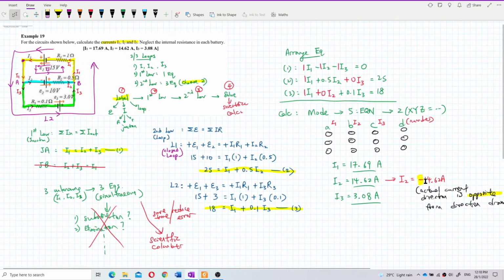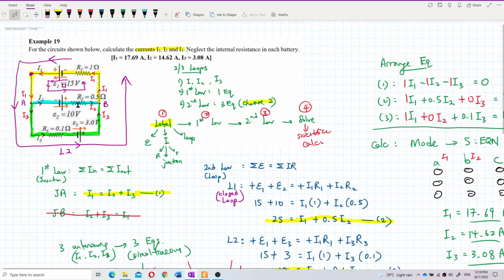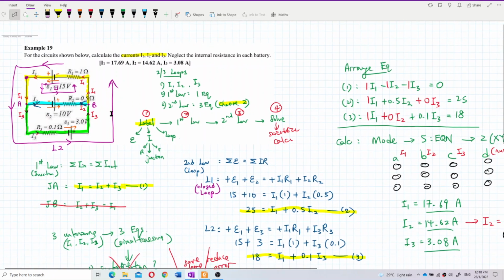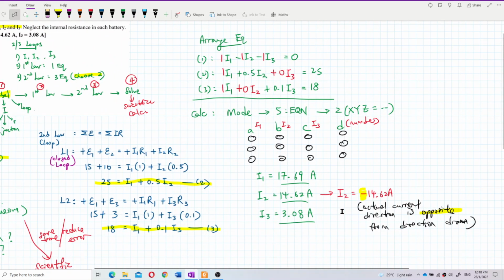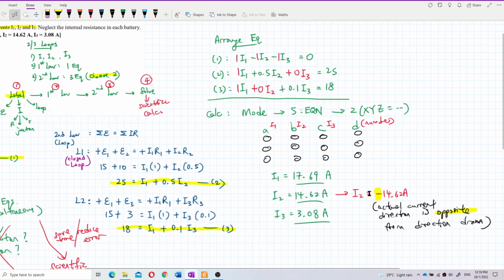If you draw your current direction wrongly, never mind. Some students draw the direction of current I2 not to the right, but to the left. That is the wrong current direction. But if you draw wrongly, never mind, because the final answer will reveal the actual current direction. If you draw the direction to the left, you will get a negative value.